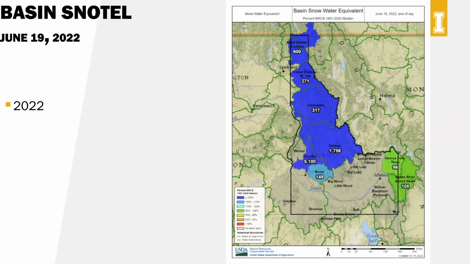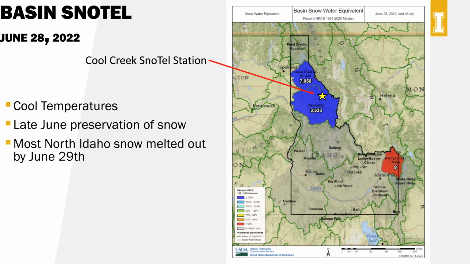Still good numbers here on June 19th, especially in the northern and eastern parts of the state. Here's June 23rd. And finally, by June 28th, a lot of the state's basins had melted out, but here in northern Idaho, a couple of basins were still holding on.